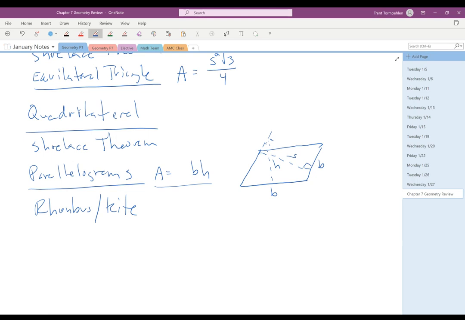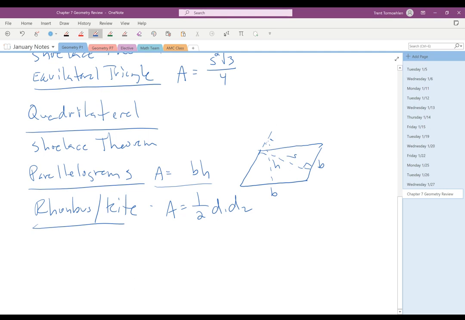So a rhombus and a kite use a 1/2, and the area equals 1/2 times diagonal 1 times diagonal 2. Find the two lengths of the diagonals, multiply those together times 1/2, and that gives you the formula. And remember, that works because of the perpendicular diagonals of a rhombus or a kite.